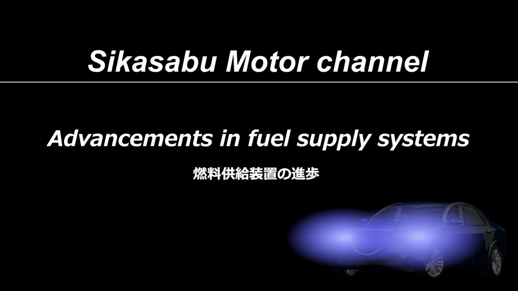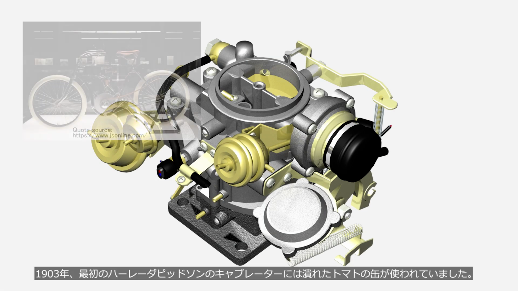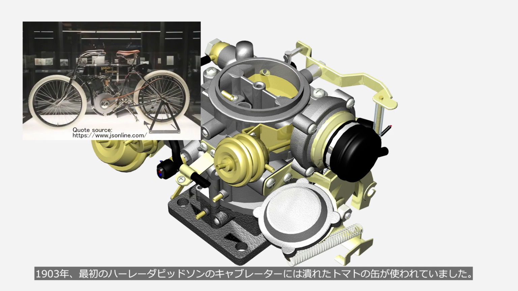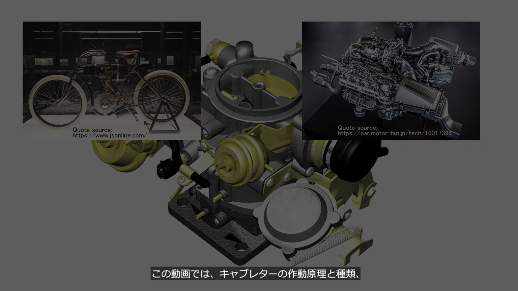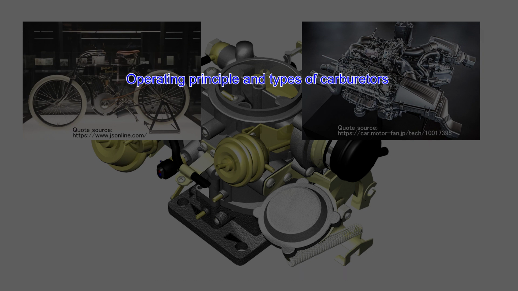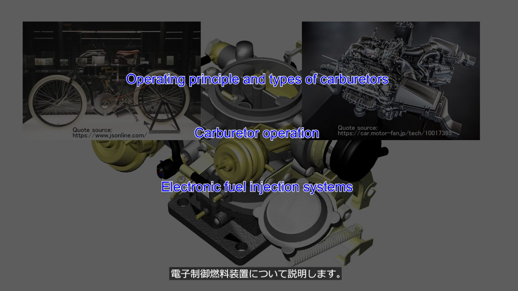The topic of this video is advancements in fuel supply systems. The first Harley-Davidson's carburetor in 1903 was made using a crushed tomato can. As you may know, modern gasoline engines use electronic fuel injection systems instead of carburetors. This video will explain the operating principle and types of carburetors, carburetor operation, and electronic fuel injection systems.